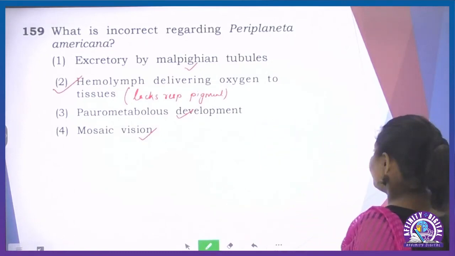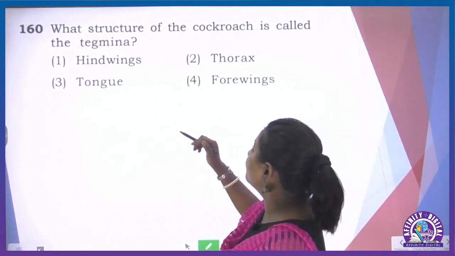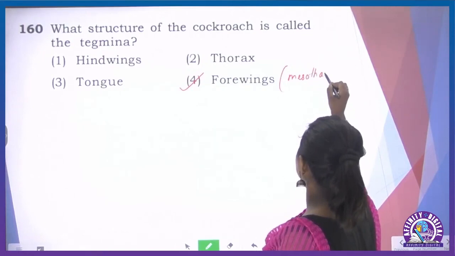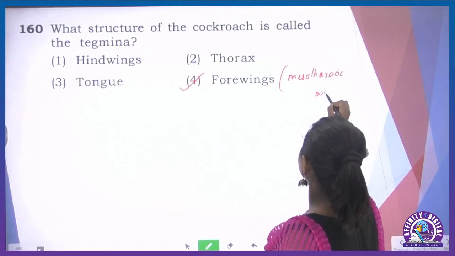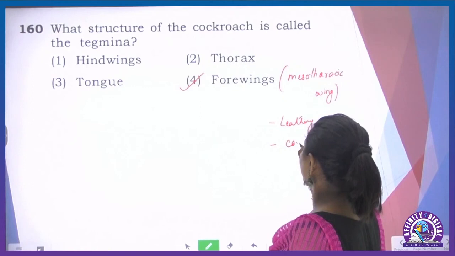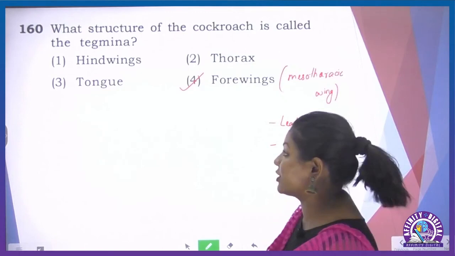What structure of the cockroach is called tegmina? Tegmina is the forewing of the cockroach that is derived from the mesothorax of the thoracic region. And hence, it is also known as mesothoracic wing. Mesothoracic wing kaafi leathery hota hai in texture, kaafi thick bhi hota hai and it is meant for covering the hind wings. That is mainly for the purpose of protection.